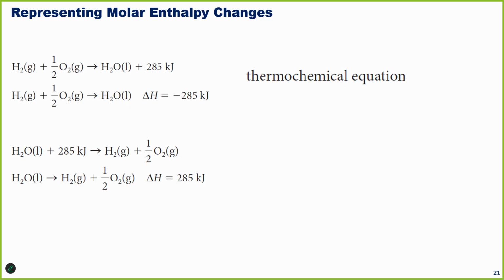For example, the synthesis of water from its elements is an exothermic reaction and can be represented by the two thermochemical equations, as shown here on top left. In the first thermochemical equation, an energy term is on the product side to indicate that the energy is released by the chemical system. In the second thermochemical equation, the enthalpy change delta H is written after the balanced chemical equation. In this example, the enthalpy change is negative, indicating that the process is exothermic.